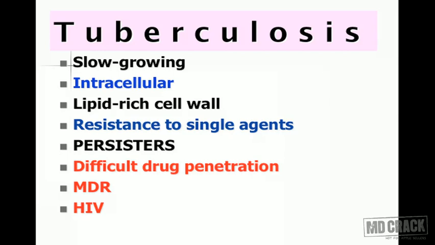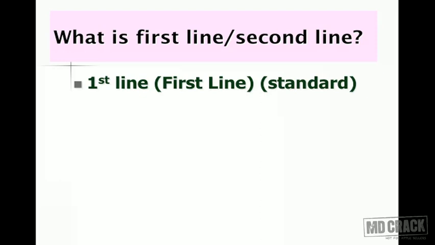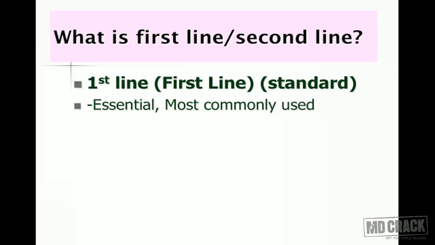Let's go on to discuss the drugs which you can use against tuberculosis on the next slide. What is the first line drug and what is the second line drug? This is a very common terminology as far as anti-tuberculosis drugs are concerned. The first line drugs are supposed to be the standard drug therapy, the drugs which are standard for tuberculosis. What do you mean by standard? Standard means these drugs are essential, most commonly used, most beneficial, most effective, most active.